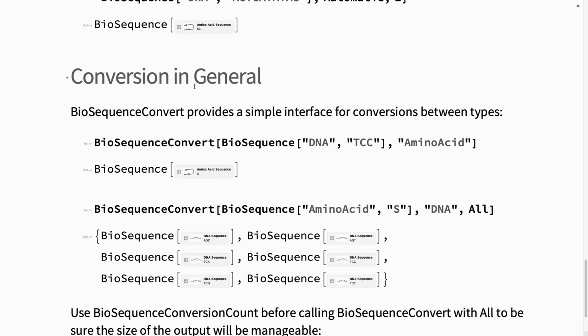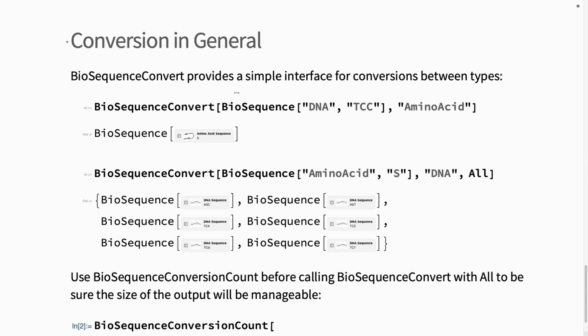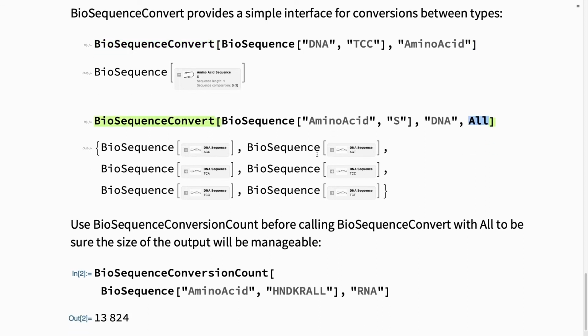So that's kind of a lot to keep track of. And if you'd just like to convert it for me and I don't care about the details, then BioSequenceConvert is your friend. You just go ahead and give it the type, and it will convert it to whichever one is most appropriate. Again, All will give you all the cases. And there's a BioSequenceConversionCount, so it doesn't blow up in your face.